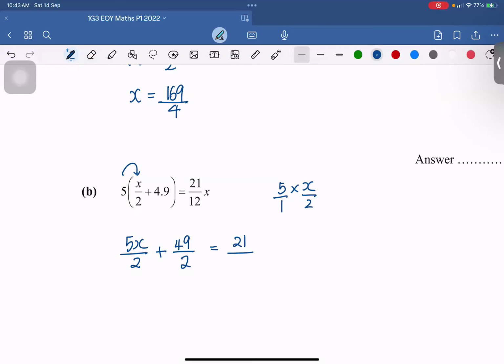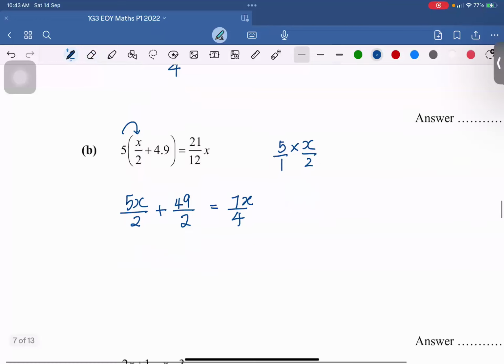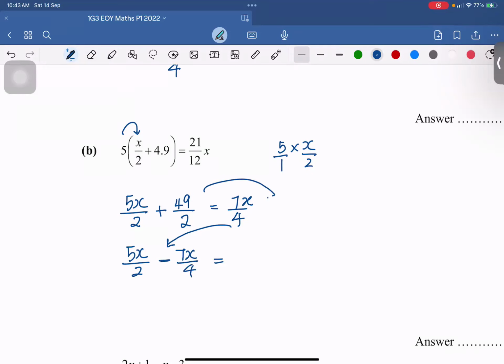Let me see. This is actually 7 over 4 with a letter x. The x is at the top. Okay, I'll keep it at the top. So when I want to solve the equation, I'll put all my x terms together on one side. I'll bring this over, become subtract. And this one is just a number.